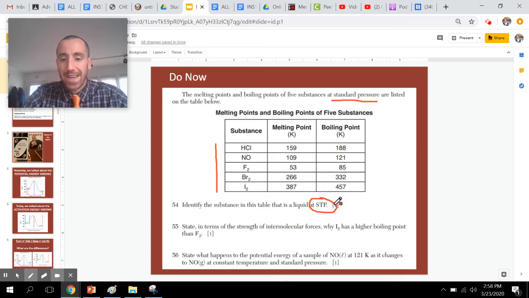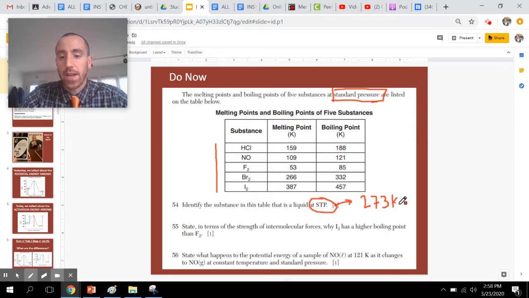So the first thing you need to know is that STP stands for standard temperature and pressure. So everything that we see here is at standard pressure, according to the question. So we're not going to be focused too much on pressure. But we do need to know what standard temperature is. Standard temperature is 273 Kelvin. And that is on the front page of your reference table.